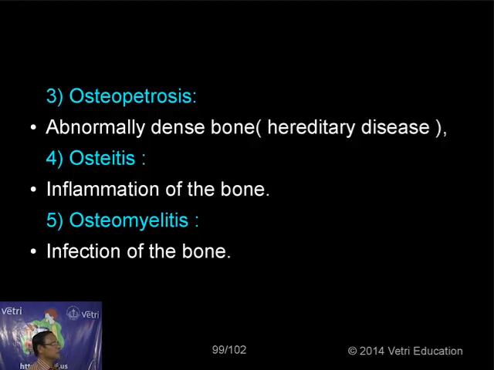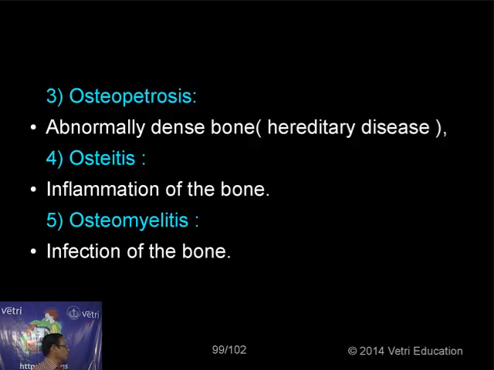Then osteitis. Any word ending with the suffix ITIS refers to inflammation: arthritis, appendicitis, endocarditis, nephritis. All words ending with the suffix ITIS refer to inflammation. And here osteitis is nothing but the inflammation of the bone.